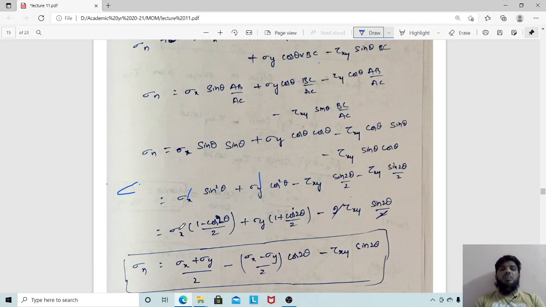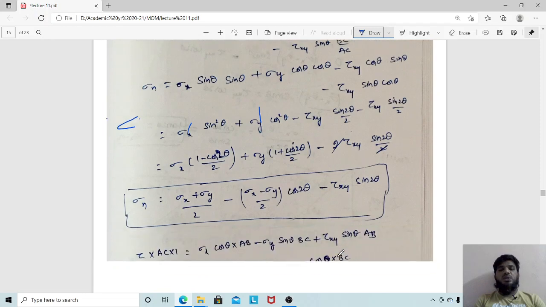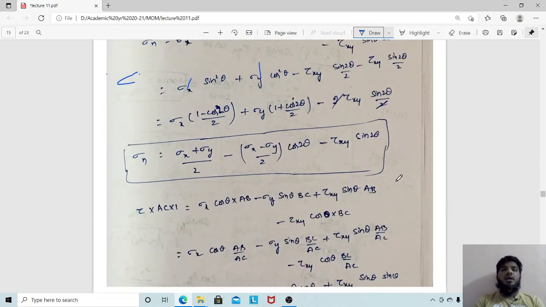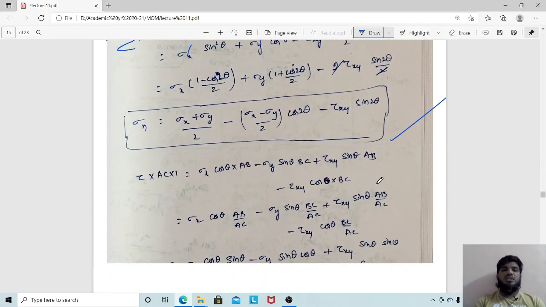Now we multiply into the bracket. So sigma x into 1 is sigma x, sigma y into 1 is sigma y, so sigma x plus sigma y by 2. In both of these, cos 2 theta is common, and the first minus is multiplied with sigma x, so I am taking minus common, minus cos 2 theta. What is left out is sigma x minus sigma y, whole divided by 2, and then minus tau xy sin 2 theta. So this is a very important formula in terms of the 3 stresses.